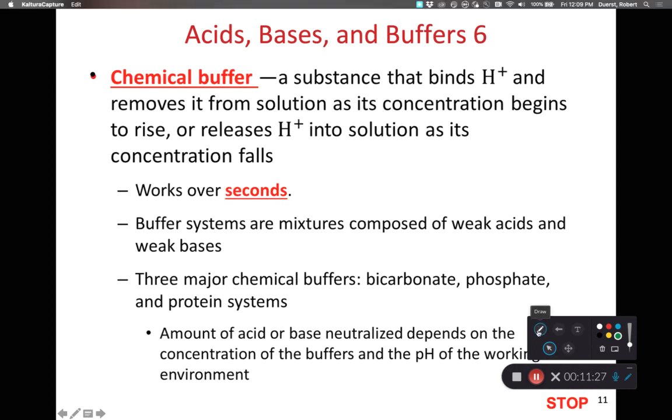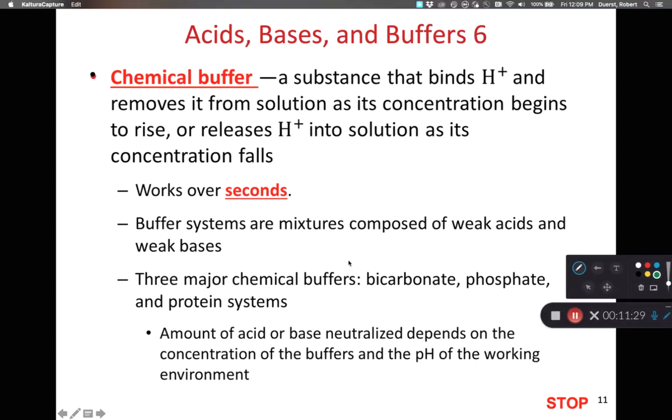Now, as we look at our body, we have more than just physiological buffers. We have more than just the urinary and respiratory system. We also have chemical buffers. We have substances in our body, in our blood, that can attach to hydrogen ions and remove them from solution, or release hydrogen ions into solution if we are having a fluctuation in pH. And these chemical buffers are near instantaneous. They work over the course of seconds.